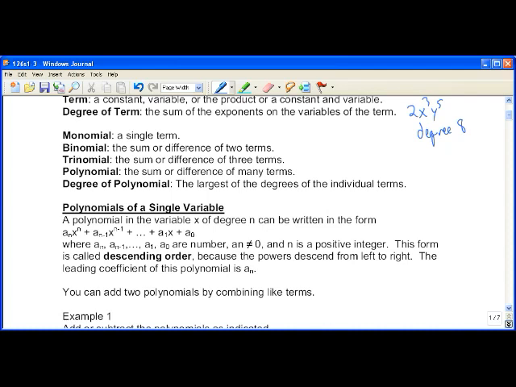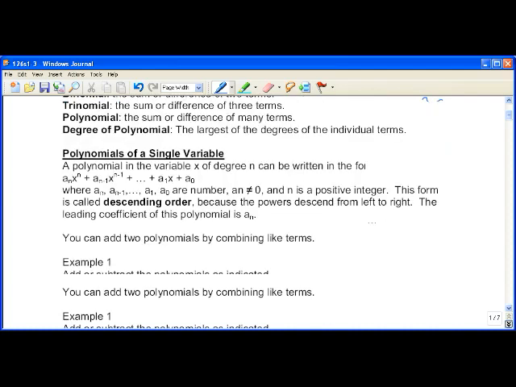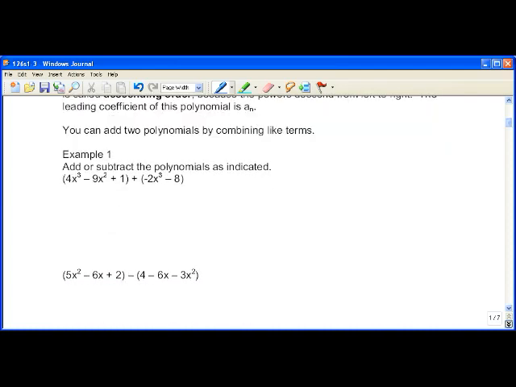X to the n, x to the n minus 1, until they get down to x, and then a constant, if the constant is not 0. So they're descending in power as you go from left to right. The leading coefficient of this polynomial is called a sub n. It's the coefficient of the biggest power term. And you can add two polynomials by combining like terms.